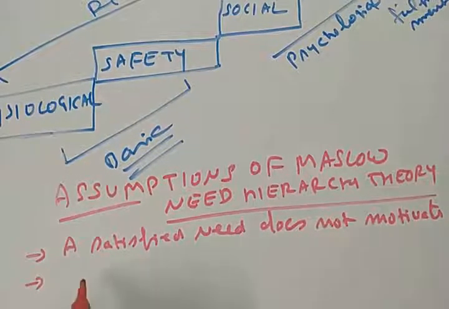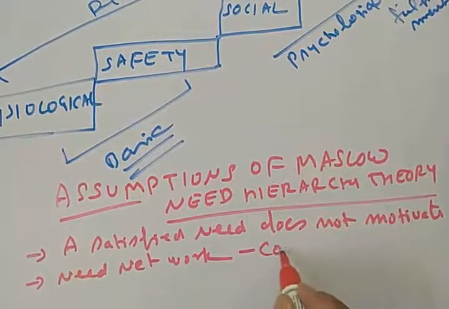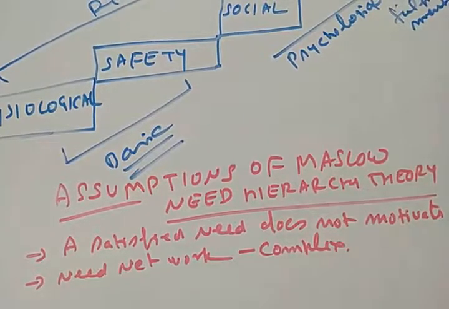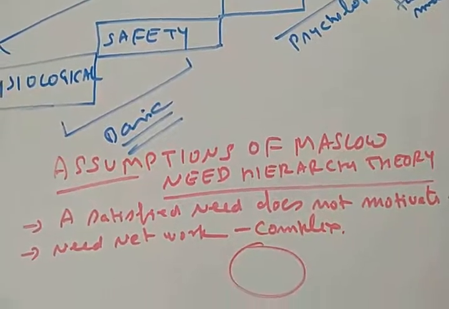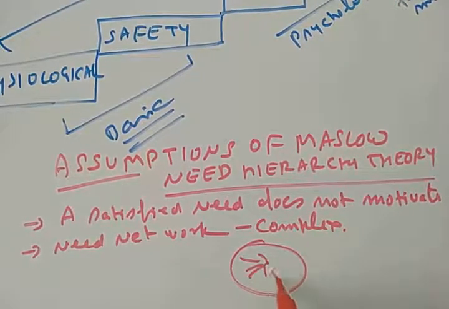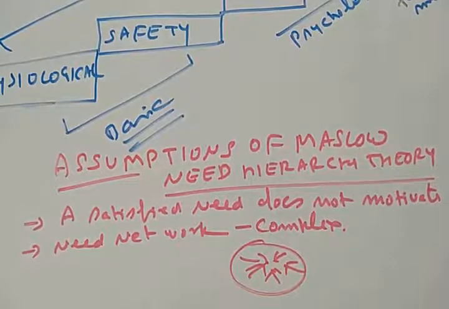Next point is the need network. Need network for most of the people is complex. Need network is very complex, with several forces affecting the behavior of each person at any one time. This is very complex. Actually, if you see, like this is an individual. So from various forces, various directions, the force is being applied over a person. And it is very difficult to understand which force is finally capable to influence his behavior because it is really very complex.